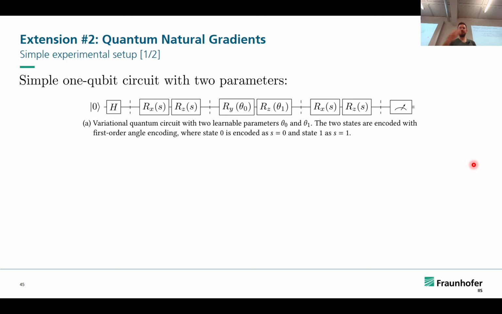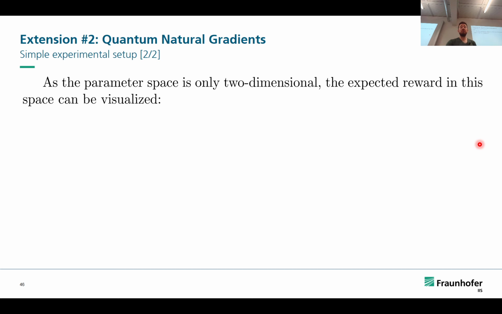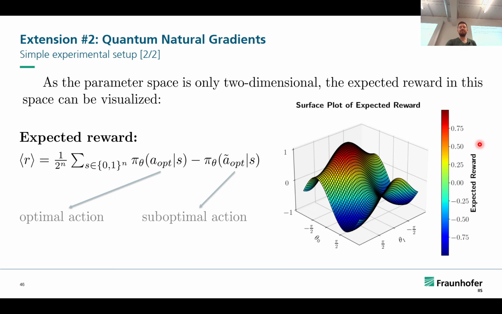And then finally, we've also evaluated this, first of all, on a very simple problem. Here we only used one qubit and two trainable parameters. We try to learn this contextual bandits environment, with two states, where in both states the action number 0, the left action, is the one you want to take. The reason we went for this simple environment is that we only have those two parameters in our network, and therefore we can get a nice visualization of our landscape.